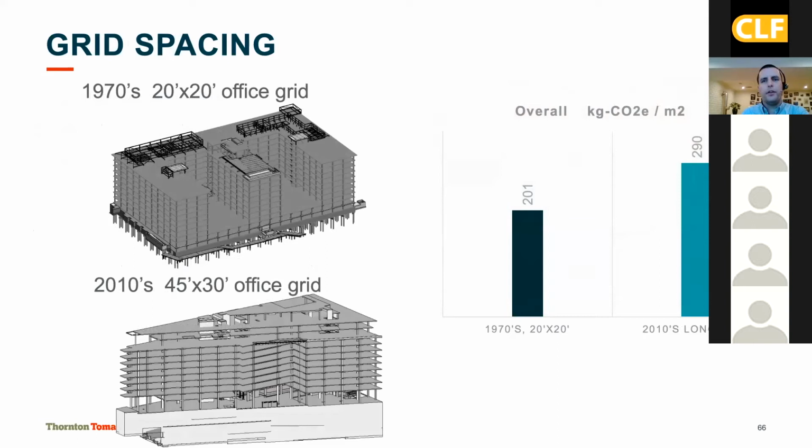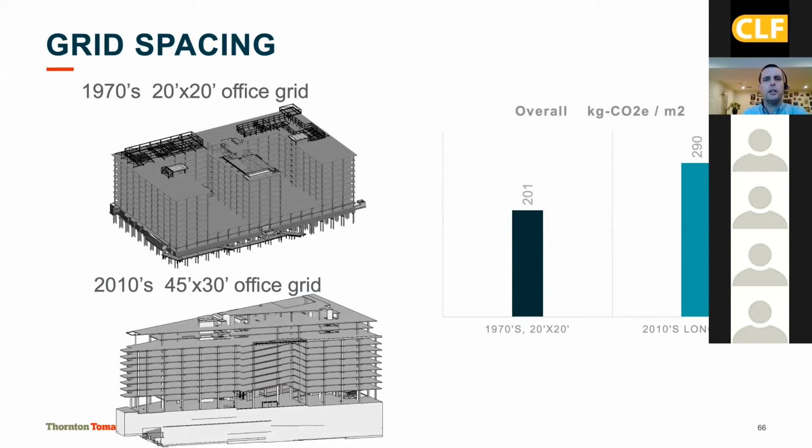And one of the other aspects of this is the design of the building, the architecture, the other drivers that drive what the structural framing systems are. I show this slide not thinking that we're ever typically, especially in our region, going back to 20 by 20 office grids. The typical now is 45 by 30 or something like that. But there's a clear difference in the carbon footprint of smaller spans.